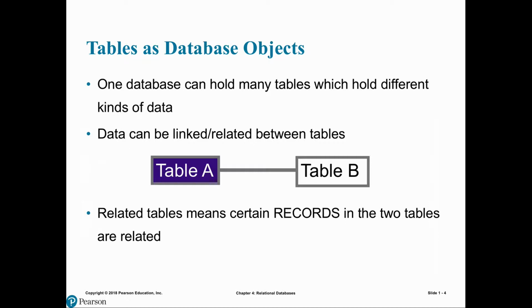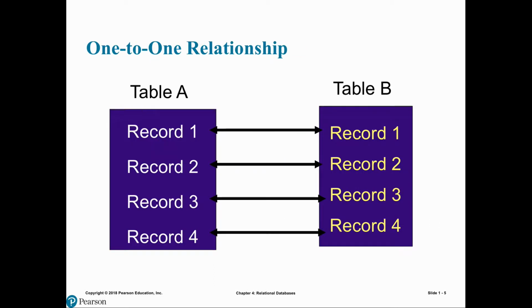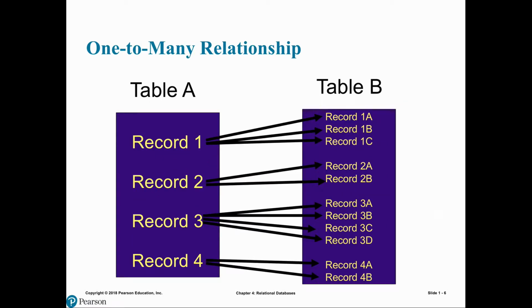And we have different ways to create a relationship among the tables. For example, we can make a one-to-one relationship, so record 1 in table A is related to record 1 in table B, and so forth for records 2, 3, 4. Here we make a one-to-one relationship. Or we can make a one-to-many relationship, where one record in table A is related to several records in table B. So record 1, for example, is related to records 1A, 1B, 1C, and so on.